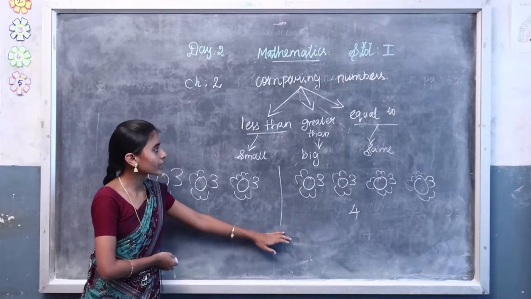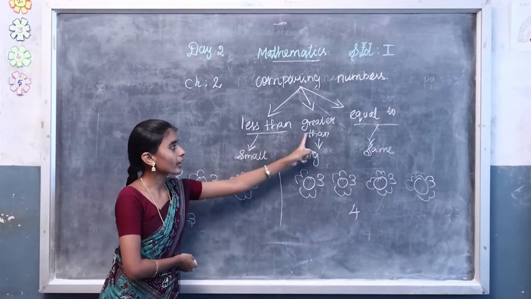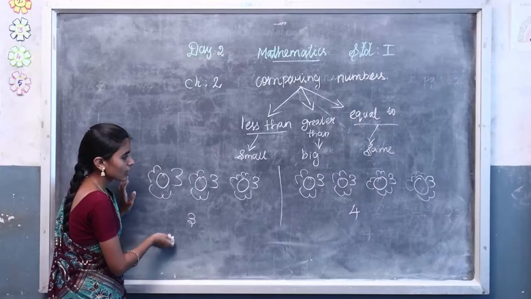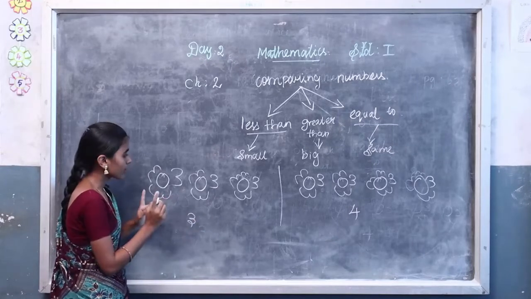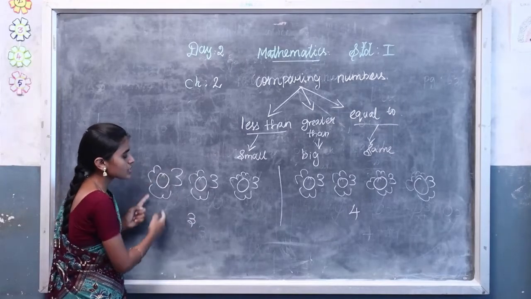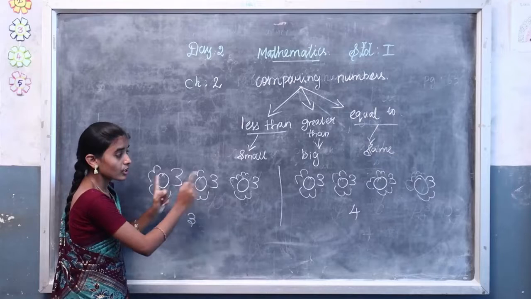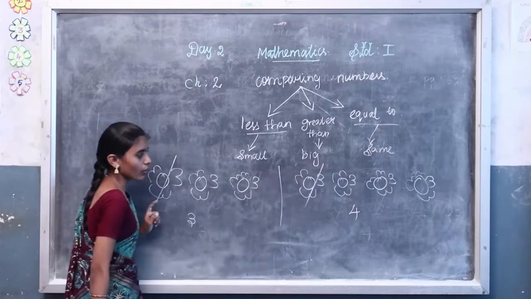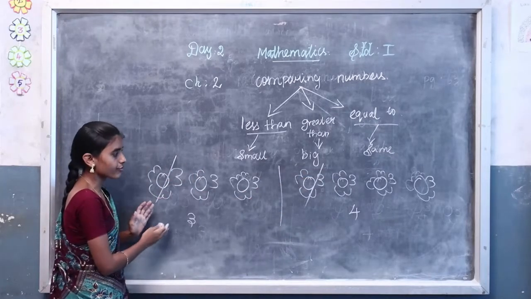We have to compare the numbers, using any one of these words. Okay, how to compare the numbers? We will use one method for this. We have to strike out one flower from each of the two groups of flowers. So, one flower, and strike out the one flower. We strike out the one flower.